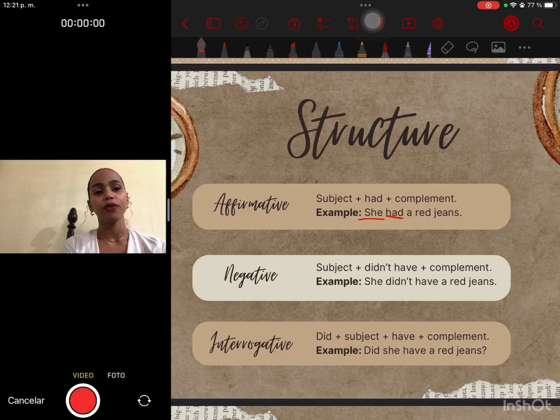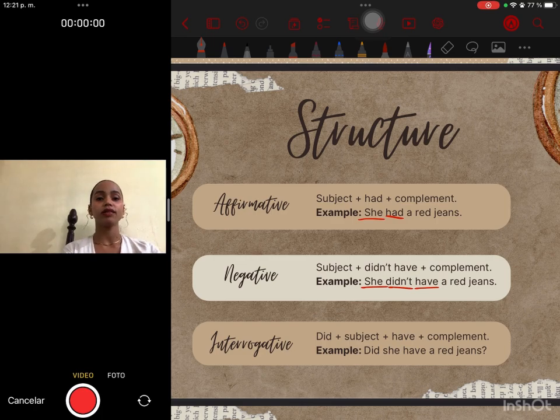The negative form is subject plus didn't have plus complement. Example, she didn't have a red jeans. She is the subject, didn't is the auxiliary did, and have is the verb in the base form.